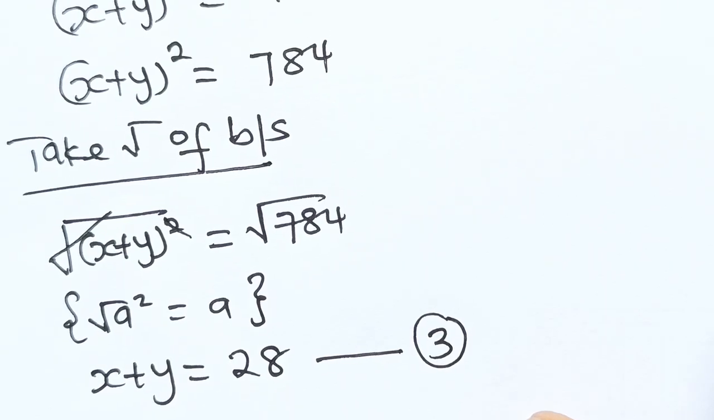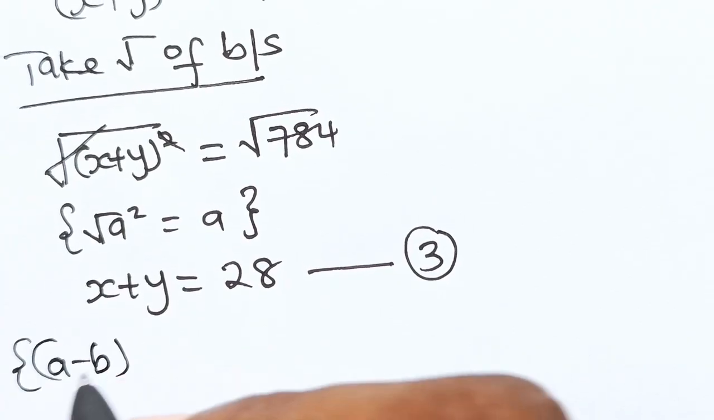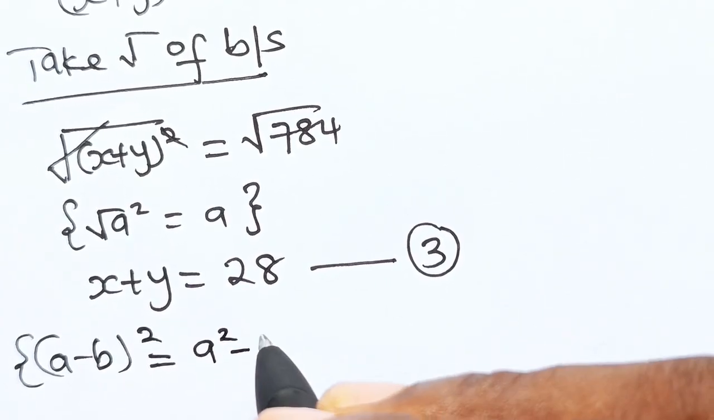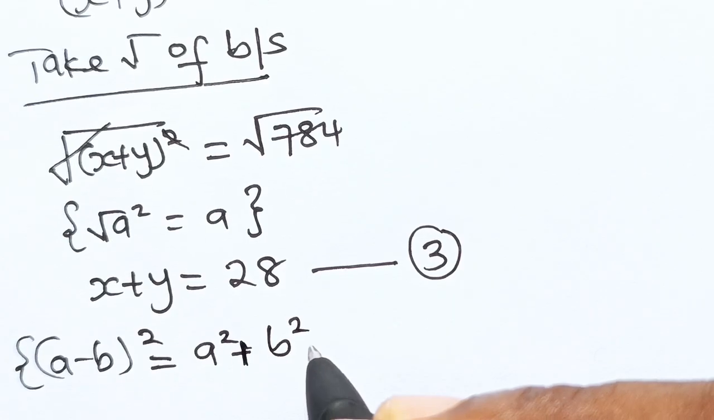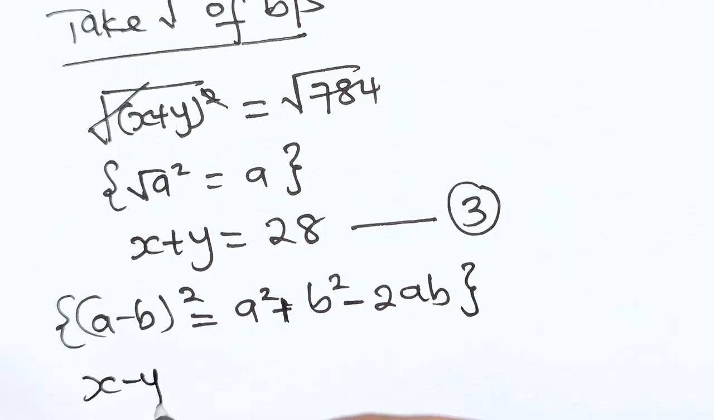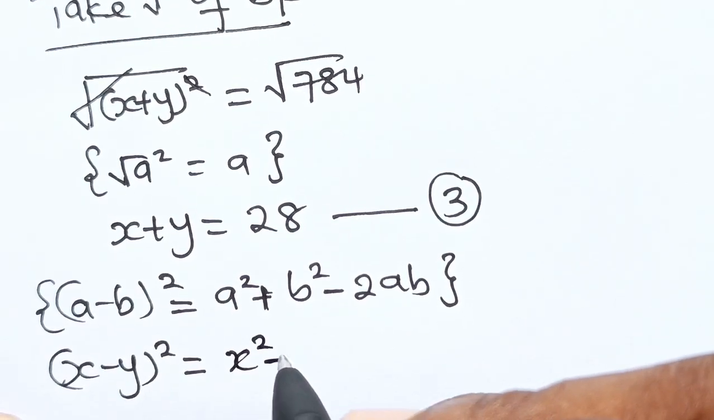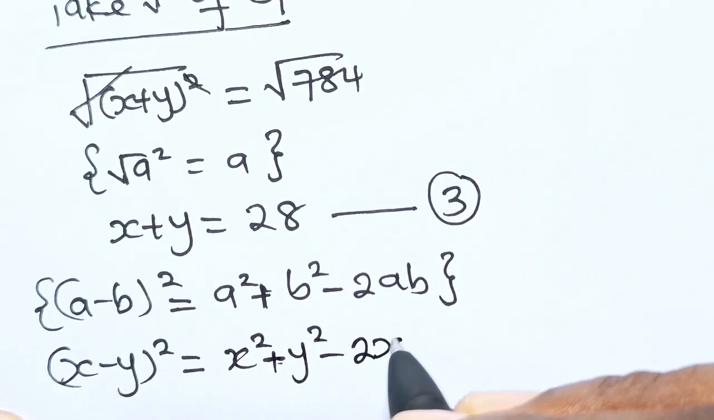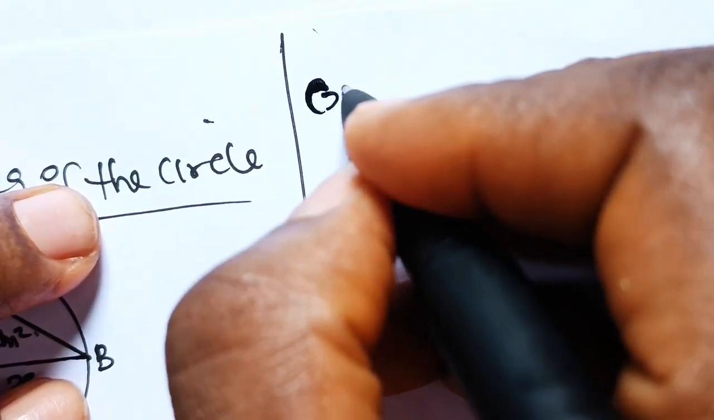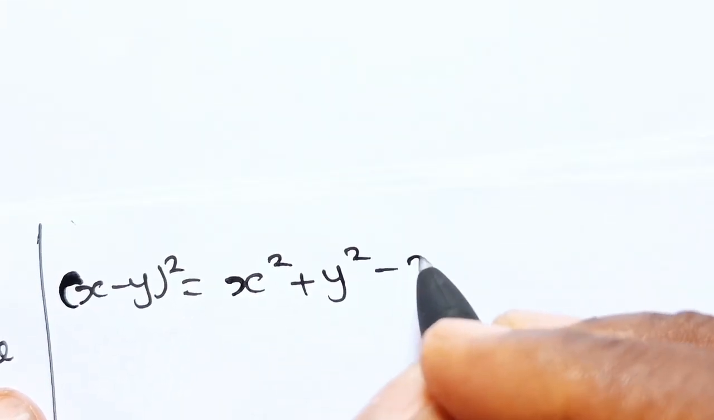All right, now remember that a minus b squared is equal to a squared plus b squared minus 2ab. So it means that x minus y squared is x squared plus y squared minus 2xy. So now we have x minus y squared is equal to x squared plus y squared minus 2xy.